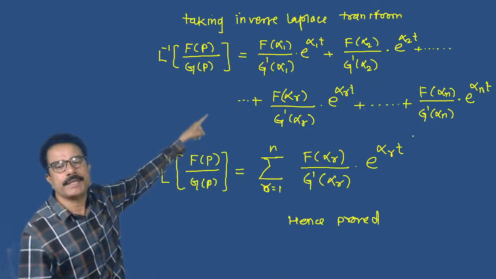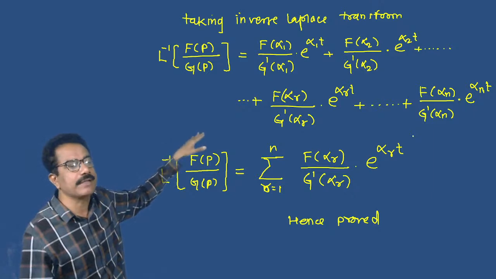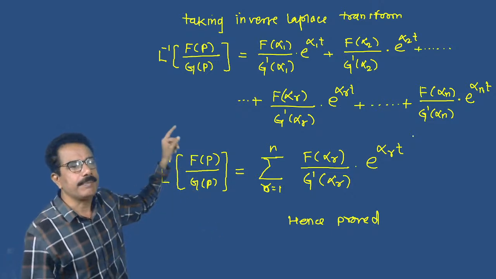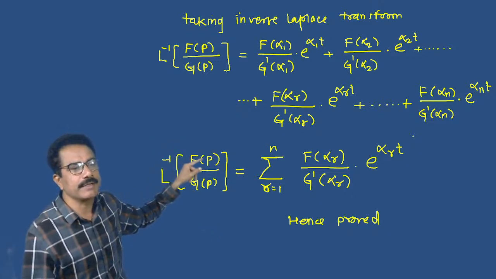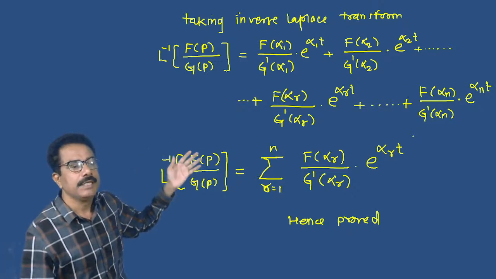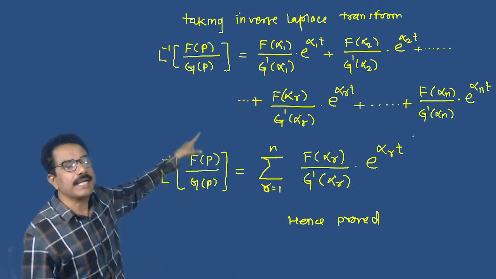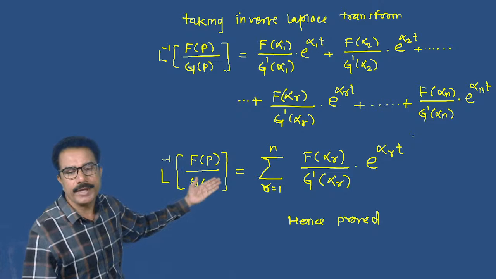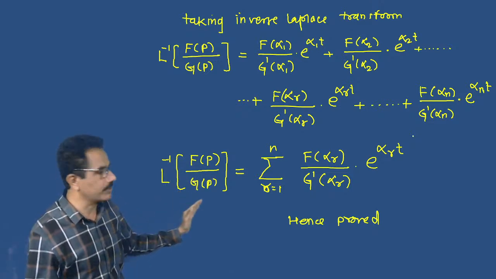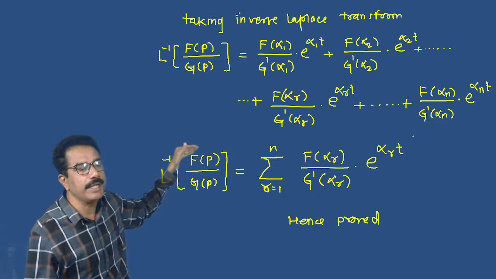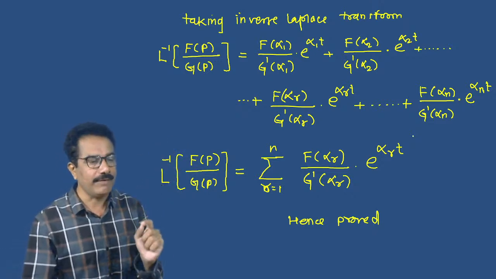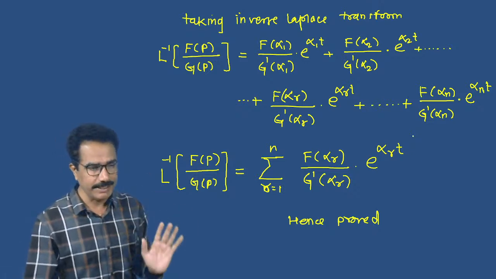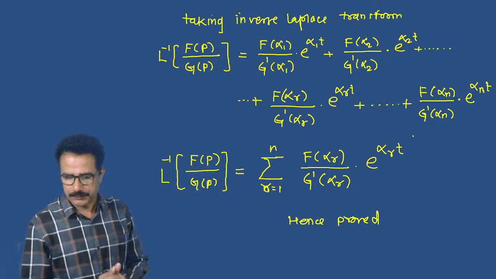So we will get capital F of alpha 1 divided by G dash of alpha 1 e raised to alpha 1 t. Similarly, second term, capital F of alpha 2 divided by G dash of alpha 2 e raised to alpha 2 t, and in this way we can write these terms in the summation form: summation from r equals 1 to n, capital F of alpha r divided by G dash of alpha r into e raised to alpha r t. And this is our required proof.